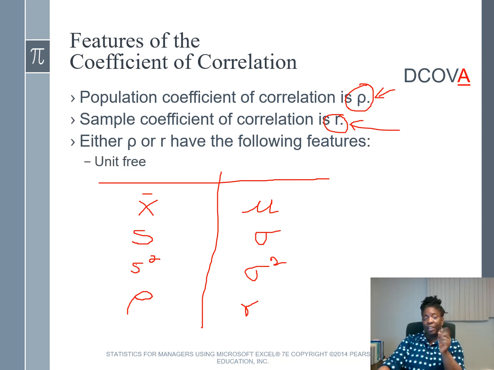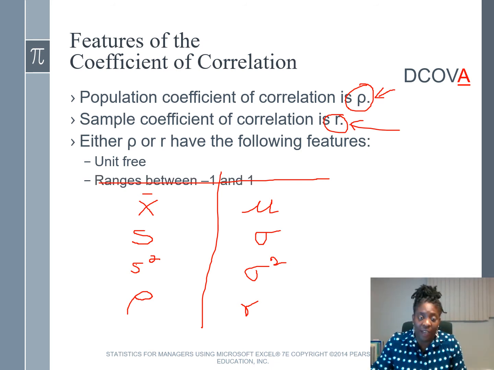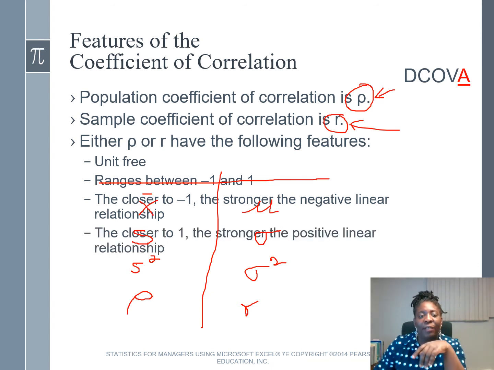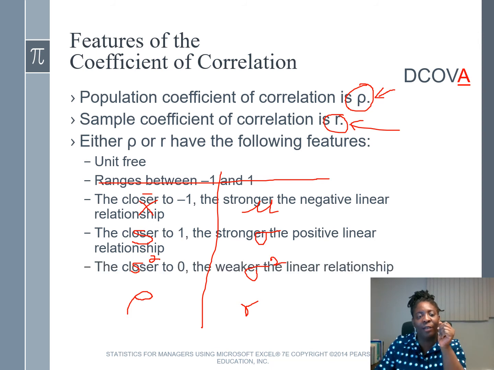The correlation is unit-free. It's either expressed in decimals or percentages. It ranges between -1 and 1 when it's expressed in decimals. The closer to -1, the stronger the negative relationship. The closer to +1, the stronger the positive relationship. The closer to 0, the weaker the linear relationship between the two.